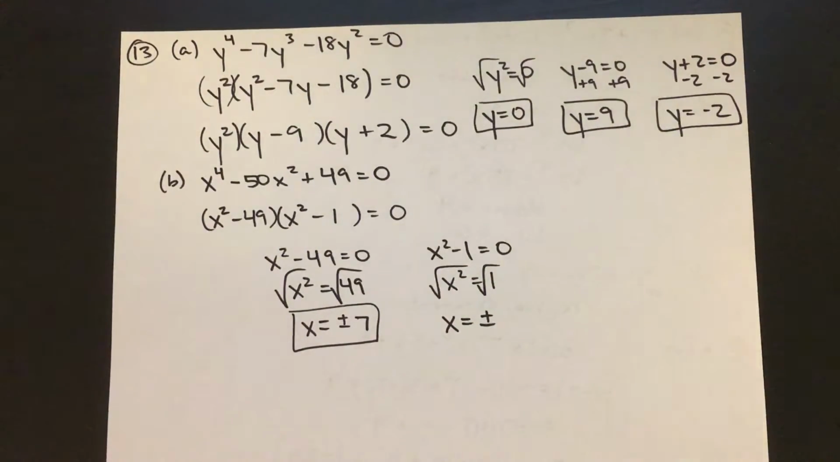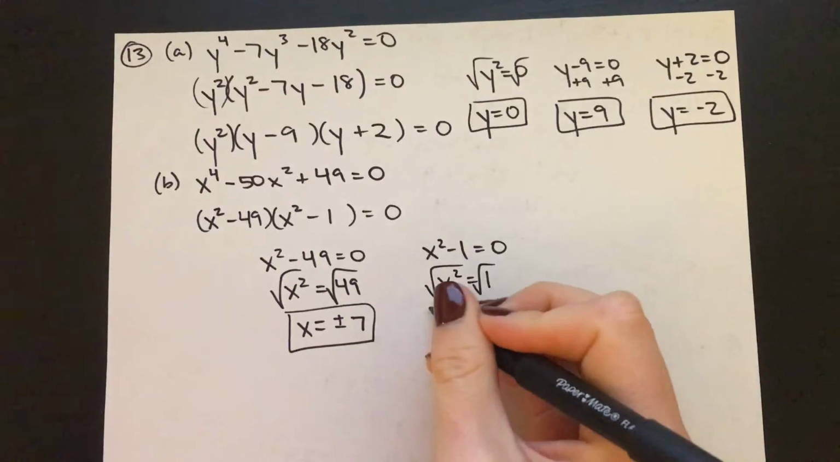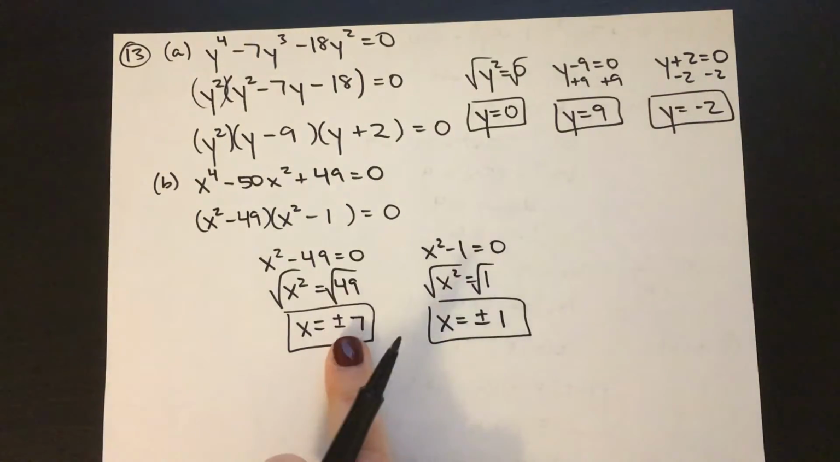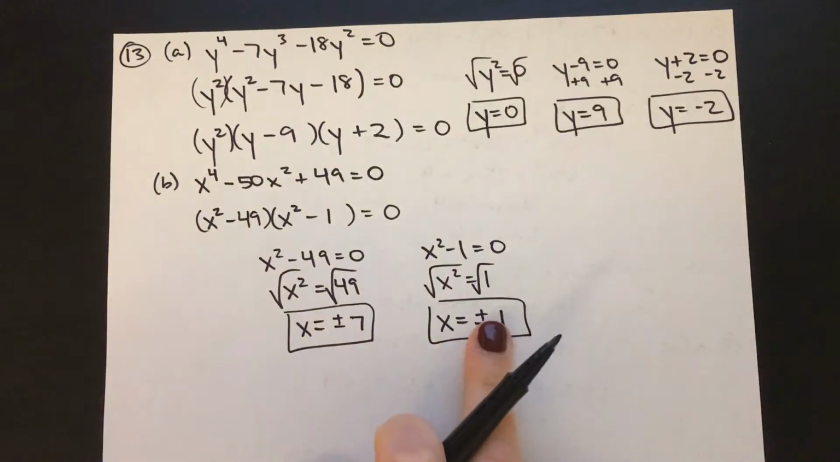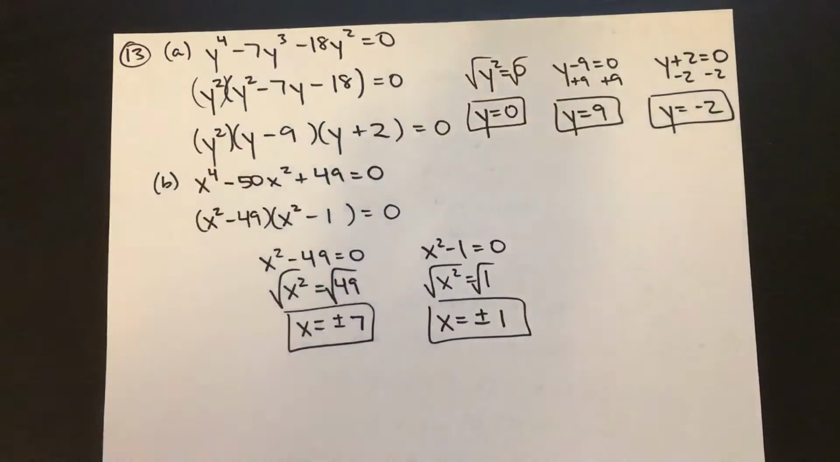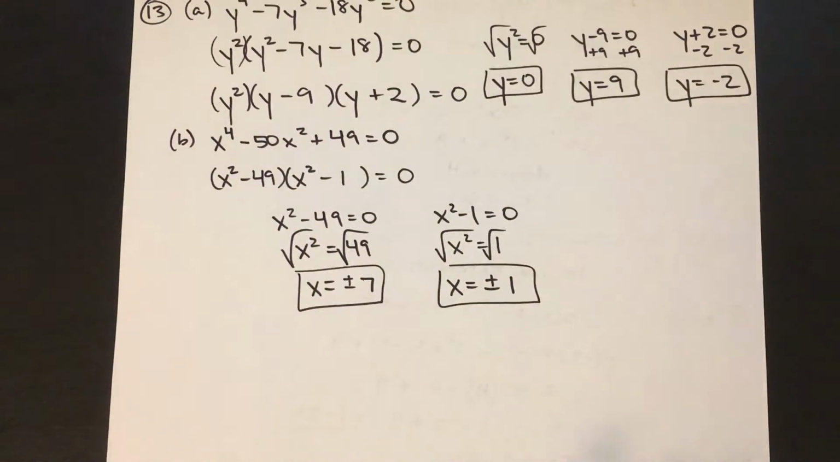Anything but 0, you always do a plus or minus, and the square root of 1 is just 1. So if I plugged in 7, negative 7, 1, negative 1 into this equation up here, any of those answers would make it true. Okay, so that was your 5-5 stuff.